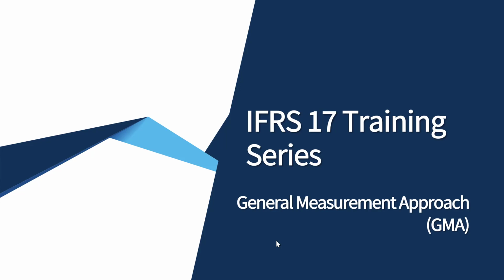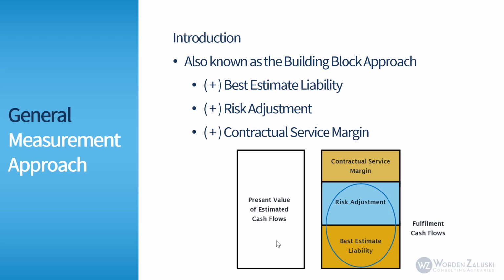In this video, we will cover the General Measurement Approach, or GMA. So as an introduction, the General Measurement Approach is a valuation approach applied to many life contracts and contracts that are greater than 12 months. It's also known as the building block approach because the GMA has three components. The first being the best estimate liability, the second the risk adjustment, and the third the contractual service margin.